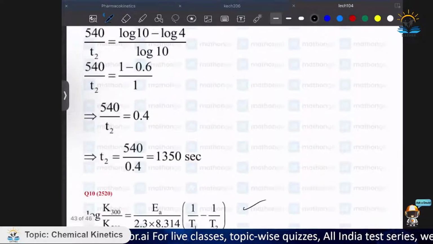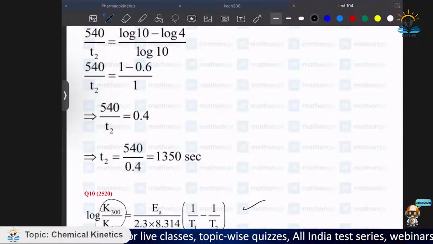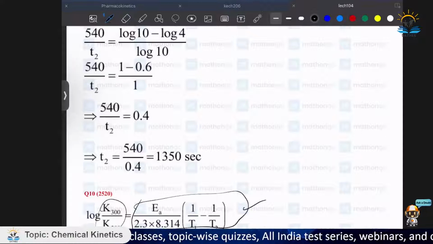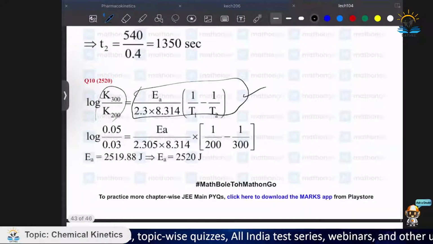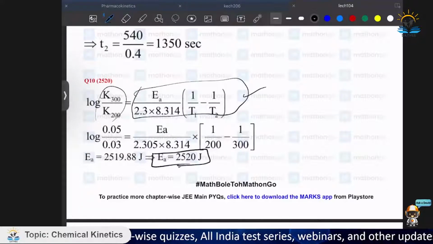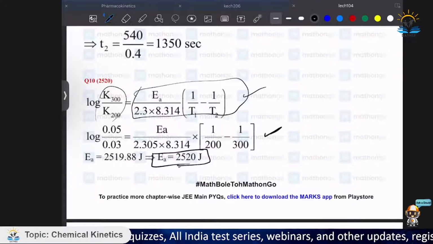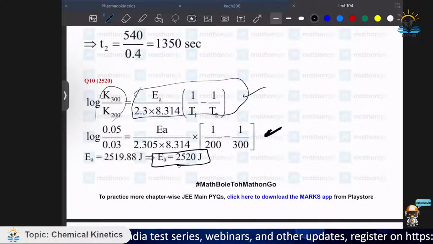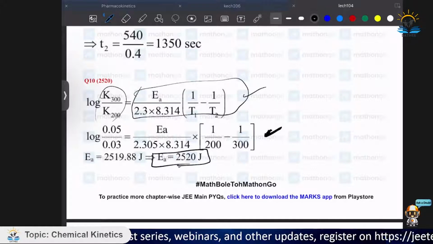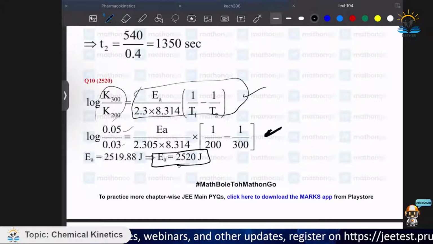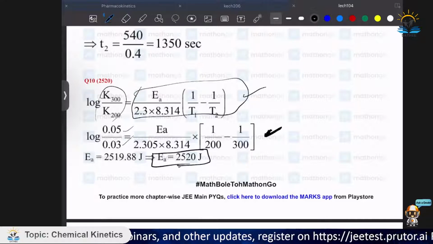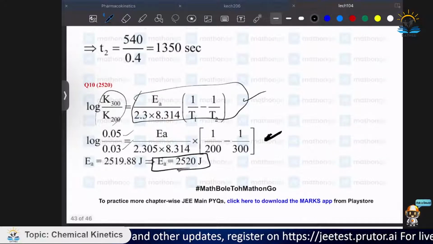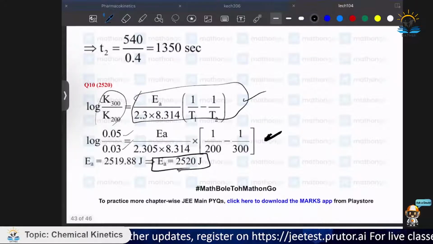They have taken the ratio of both rate constants, put it in the formula, multiplied everything, and they have got Ea as 2520 joules. I got this wrong, really sorry for that. You can see the explanation here. It's quite clear. It involves a lot of calculation, but it's clear at the end.